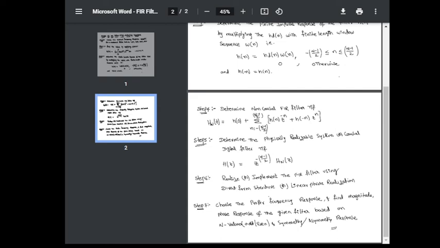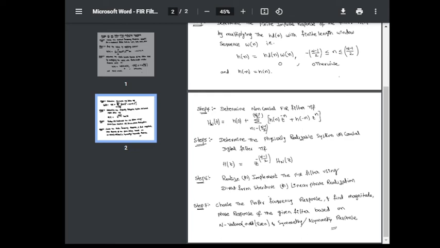That is step 5. Determine the physically realizable system, or causal digital filter transfer function, H of z is equal to z power minus (N minus 1) by 2 into Hn of z. So after completion of this step, we get the physically realizable system transfer function of the given FIR filter, either low pass, high pass, band pass or band stop. Then we can realize or implement that FIR filter using either direct form structure or linear phase realization.